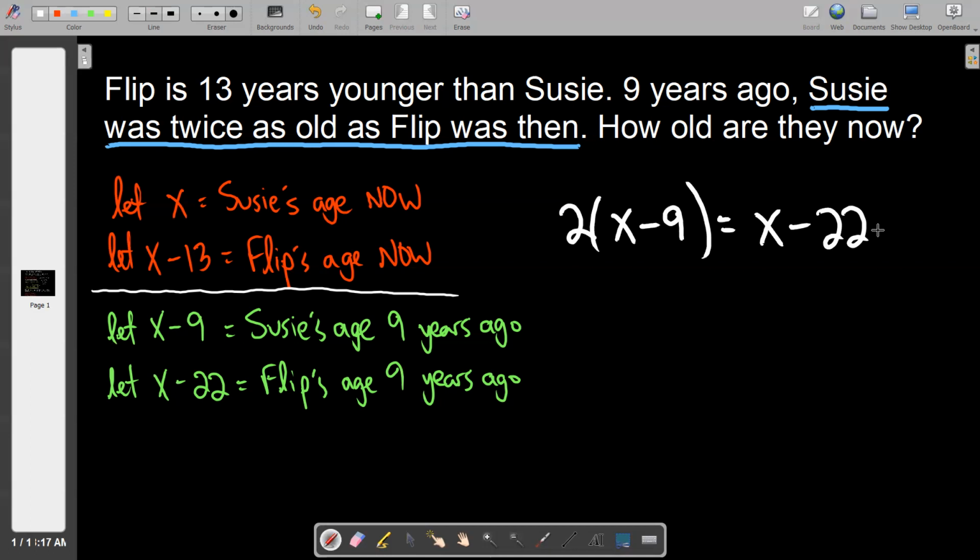Does that seem right? I'm not sure I like where this equation is headed. I feel like we're going to get a negative answer. Does that seem possible to you? Something has gone amiss here. Something has gone awry. So Flip is currently 13 years younger than Susie, 9 years ago. I know, and that's not possible, is it?